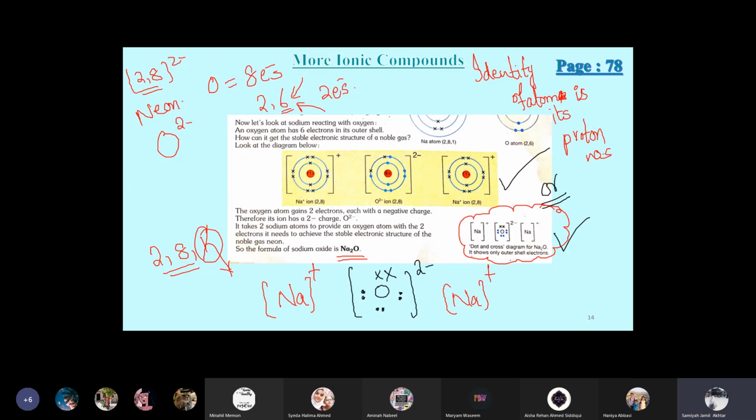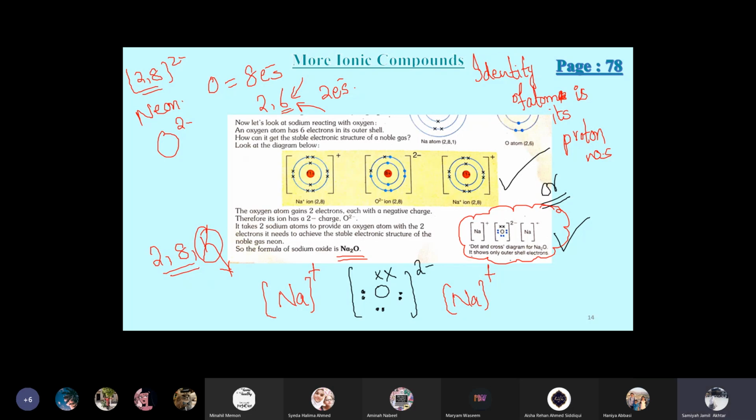So this is another case. We saw the case of sodium chloride in which one electron is transferred. We saw the example of magnesium chloride in which two electrons are transferred, and in this one also two electrons are transferred.